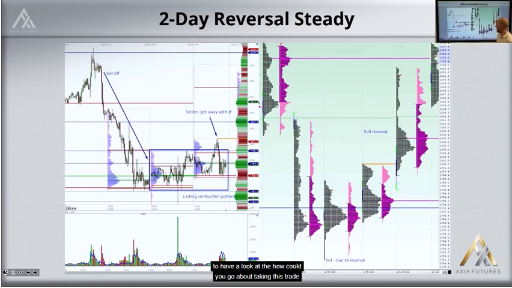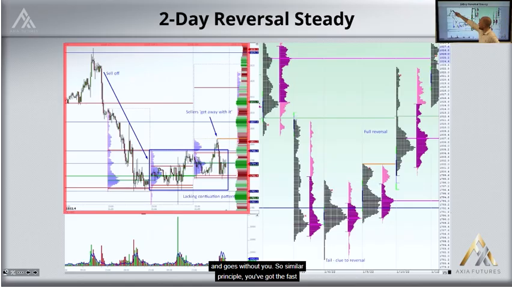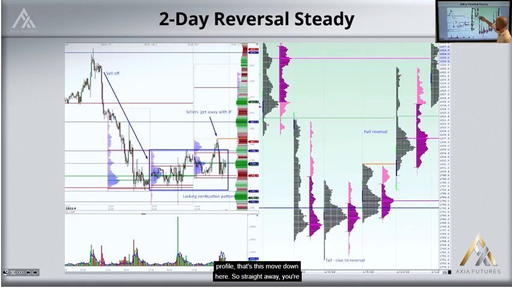So I want to go and have a look at how could you go about taking this trade on when it doesn't do the break acceleration, or when it breaks and goes without you. So similar principle. You've got the fast sell-off, which puts in this essentially Christmas tree type profile. That's this move down here. So straight away, you're already moving towards the idea of this could well be a steady reverse. But you still get the 2 day structure of 2 days of balance down here. Importantly, with closes high as well.